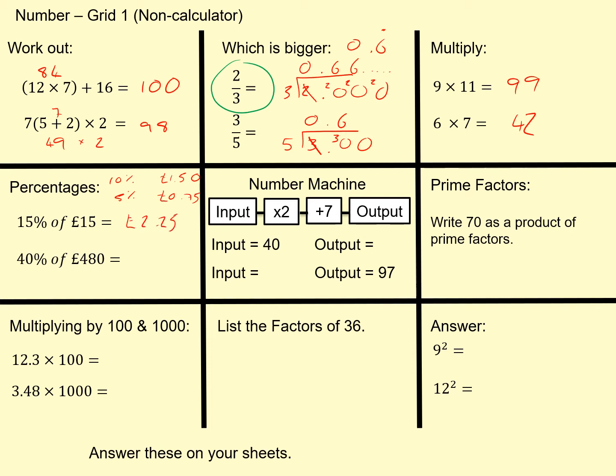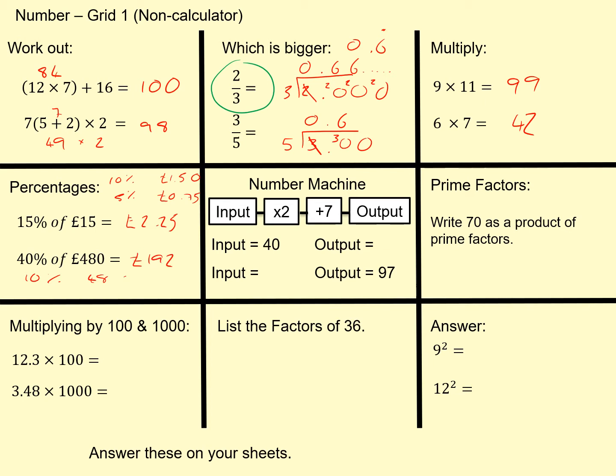And then 40% of £480. Well, again, let's start with 10%. 10% is 48, and we want 40%. So if we just times that by 4, so I want 4 lots of 48, so that's 192. So £192.